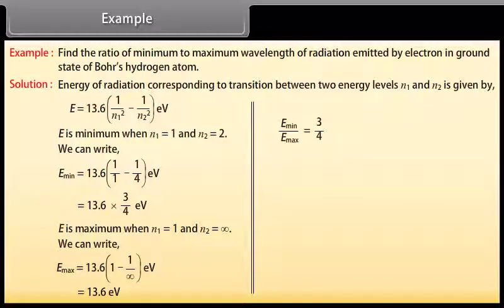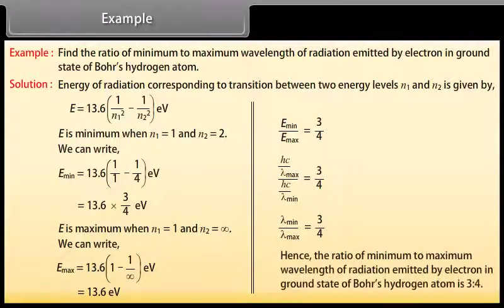Now taking the ratio of E minimum and E maximum, we get E minimum upon E maximum as 3 upon 4, or lambda minimum upon lambda maximum equals 3 upon 4. Hence, the ratio of minimum to maximum wavelength of radiation emitted by electron in ground state of Bohr's hydrogen atom is 3:4.